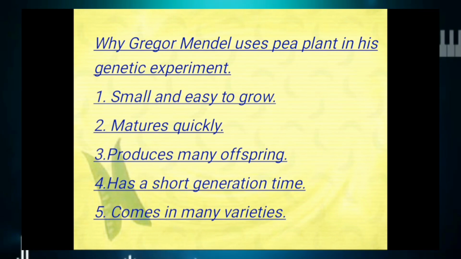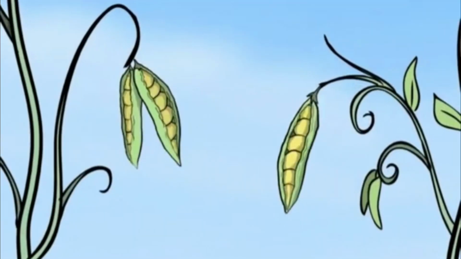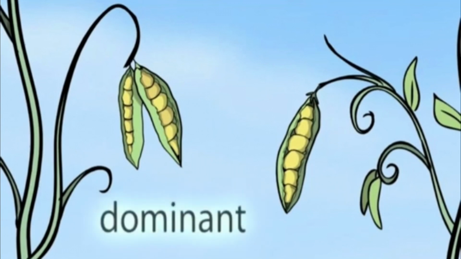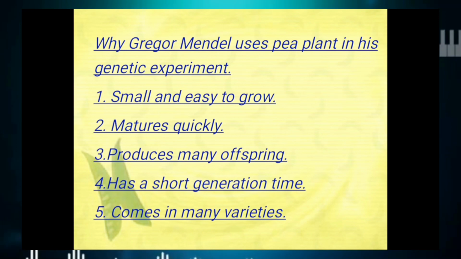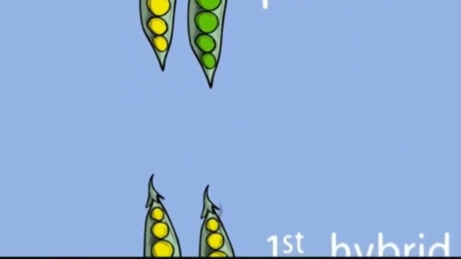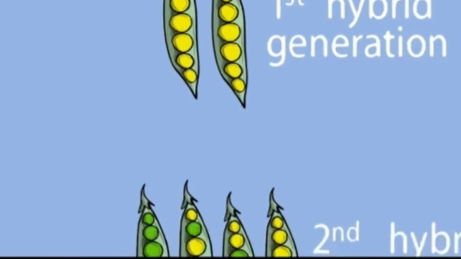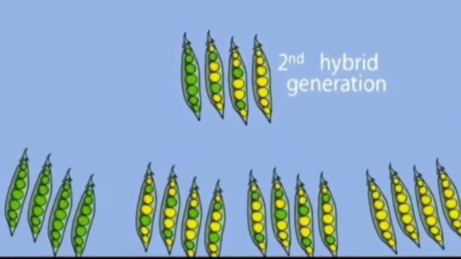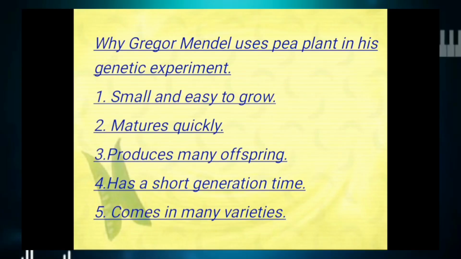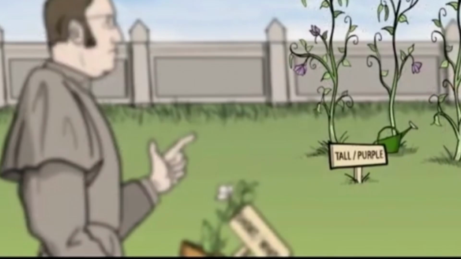Next, we have matures quickly. They are ready to harvest even at 60 to 70 days after planting, which is only about 2 months. The third one is produces many offspring. It is one of the useful features of pea plants, which includes their rapid life cycle and production of lots of seeds. Pea plants also typically self-fertilize, meaning that the same plant makes both the sperm and the egg that come together in fertilization. It has a short generation time.